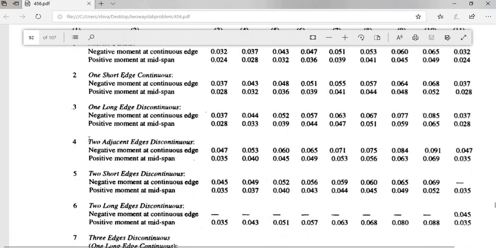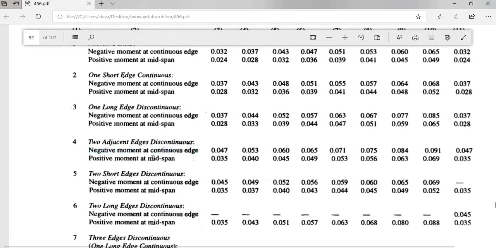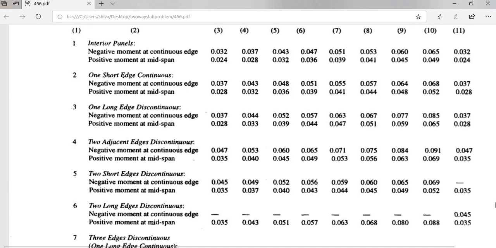Now this is case 4, which states that two adjacent edges are discontinuous. For that you will have a negative bending moment at the continuous edge and a positive bending moment at midspan, which is absolutely similar to any continuous beam that you take. A continuous beam system or slab system will always have positive bending moments at span and negative bending moment at the continuous edge.